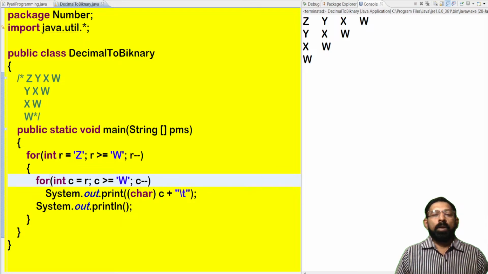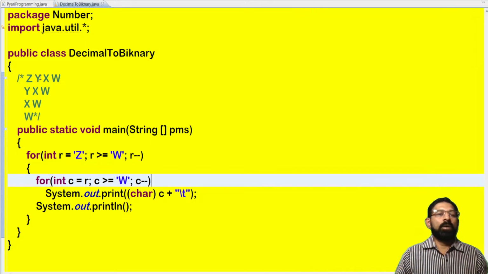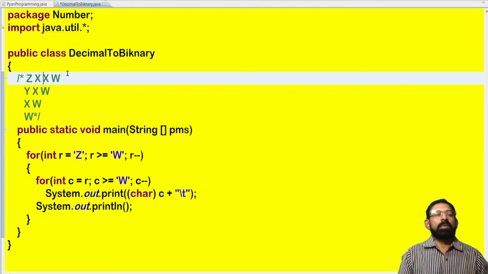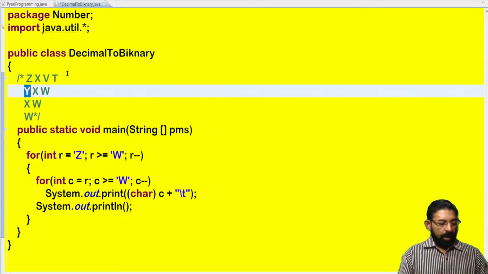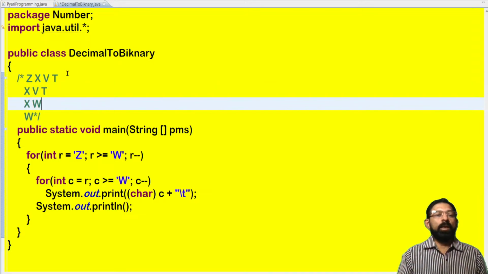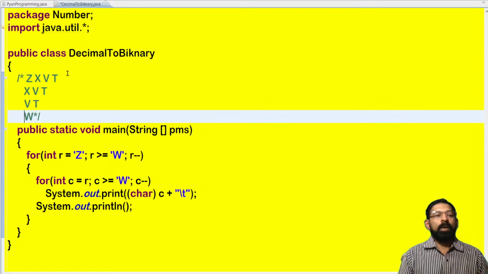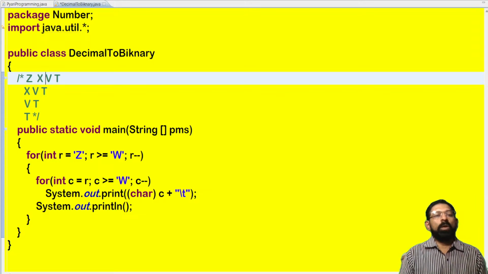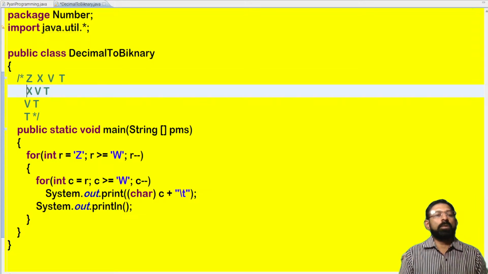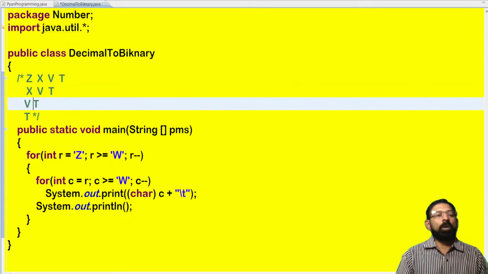Fine. Let me see. I want this one now. ZXVT. Then XVT. Then VT. Then I need T. Necessary changes. Quickly, your job is the necessary changes. You can clearly tell me which part you are changing.